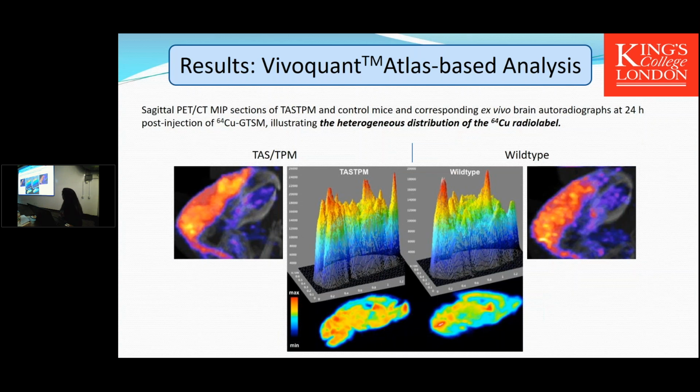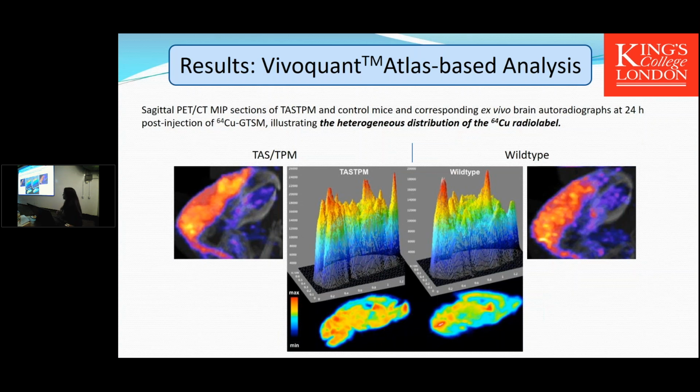What we found was, as you can see, the TAS TPM mouse brain compared to the wild-type brain, just by visual observation, you can see that the hotspots do look different, and these are ex vivo mouse brains at 24 hours. In the middle, these are autoradiographs of the mouse brains, and again, just visually, you can see there is a difference.